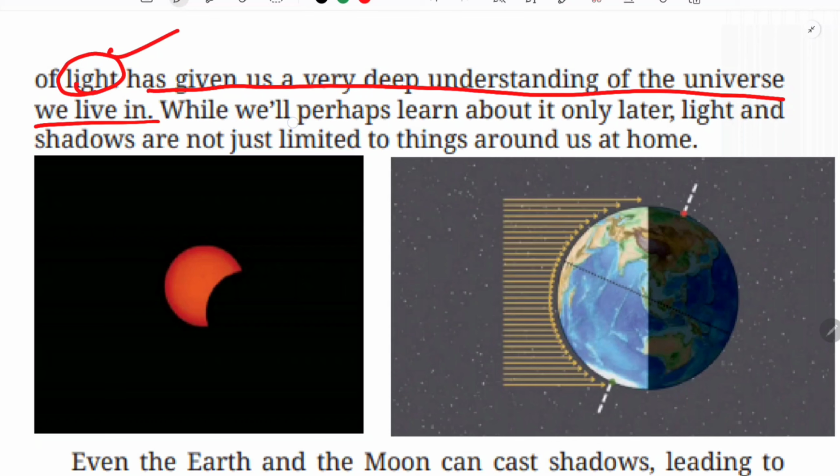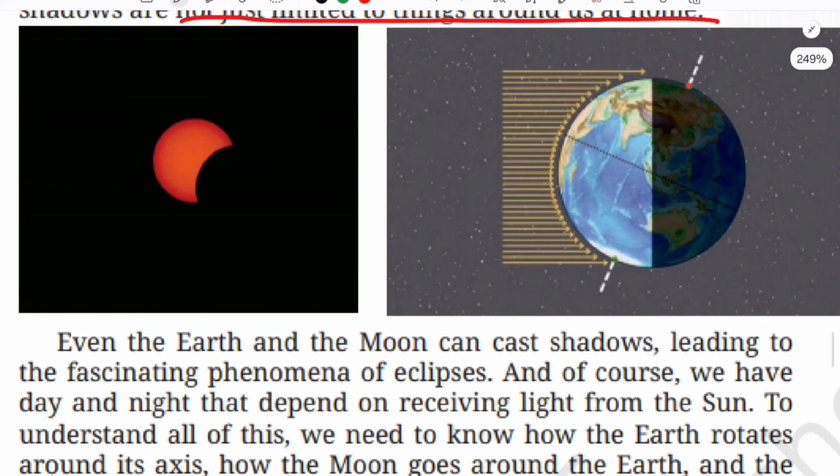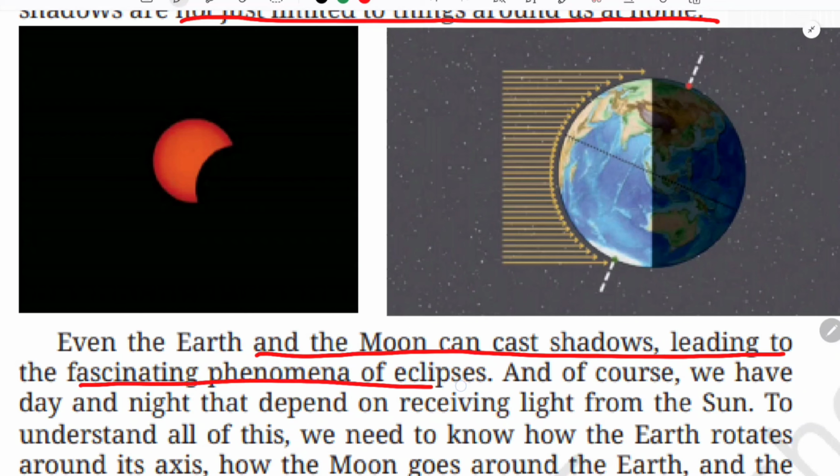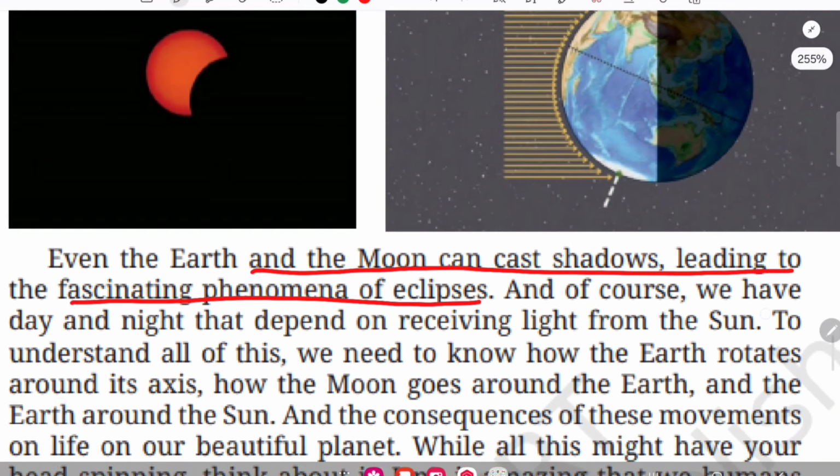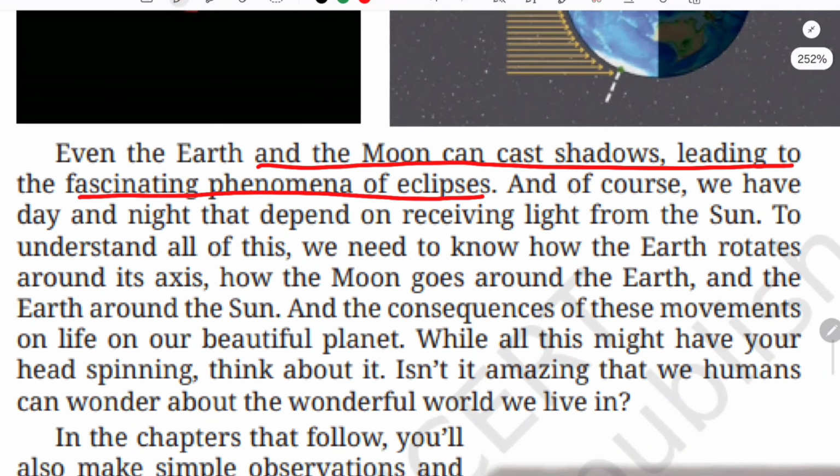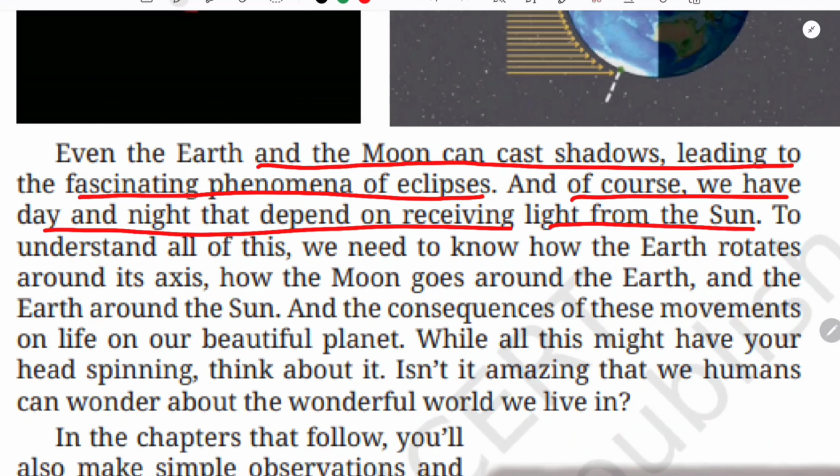While we will perhaps learn about it only later, light and shadows are not just limited to things around us at home. Even the Earth and the Moon cast shadows, leading to the fascinating phenomena of eclipses. We used to say solar eclipse, lunar eclipse, isn't it? So it is all because of the shadow. And of course we have day and night, which depends on receiving light from the sun, and we have day and night, isn't it?